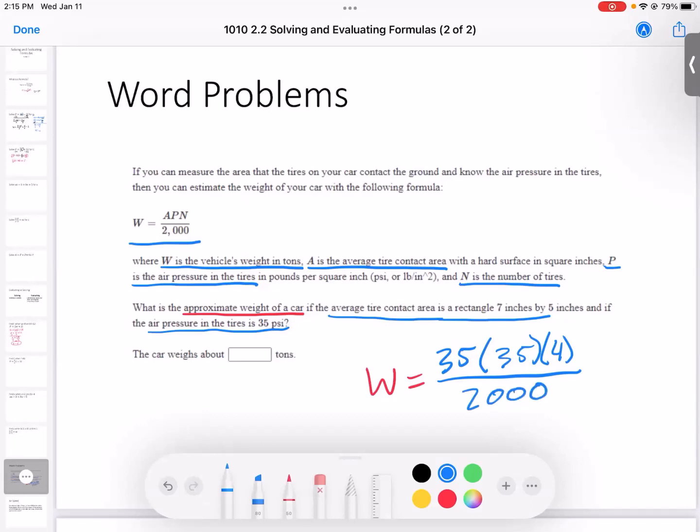So we have the area, the pressure, and the number of tires. And so to finish this, you would just plug that in your calculator, figure out what that is. So those are all the basic concepts you need to be able to do your homework. So you guys can open up your laptops if you want to and start working on the homework. And if you guys have any questions, I'm happy to help with them.